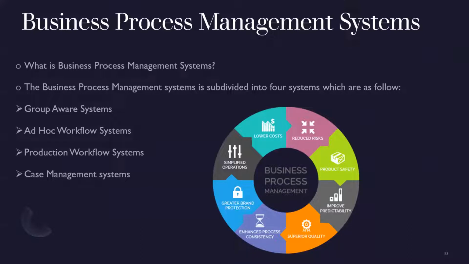In a process management system, it is also divided into 4 parts. As you can see, it's groupware systems, ad hoc workflow systems, production workflow systems, and case management systems. So it also depends on these 4 systems, and they all work accordingly and are interconnected to each other, through which we are able to understand and work on business process management systems.